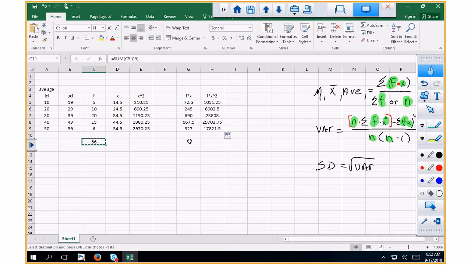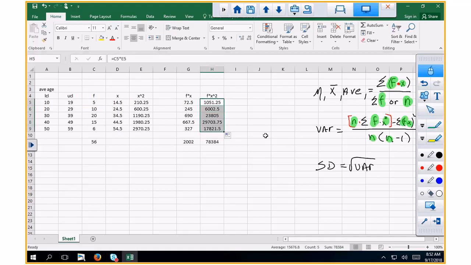Control C, Control V, Control V. Did you get 5,000? Yeah. Make sure about the F times X. Make sure I didn't mess up. I'm making sure right now. And F times X squared. Now, what am I checking? Make sure I didn't accidentally pick the wrong column, because sometimes you can do that.